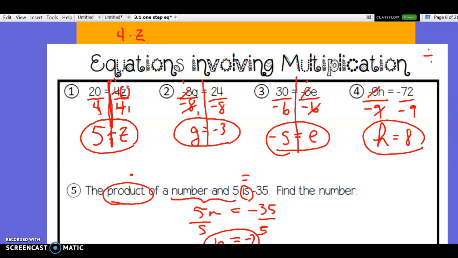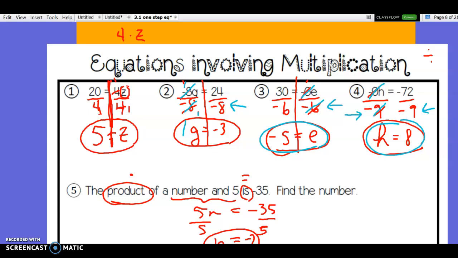All right, let's look at your work and see if you have the same as me. On problem number 2, you should have showed me that you divided both sides by negative 8. You should have shown me that negative 8 over negative 8 just equals 1. And so I don't need to write 1g. I could just write g, and I have g equals negative 3. Number 3, you should have shown me you divided both sides by negative 6. Showed me these canceled, and you should have e equals negative 5. On number 4, you should have shown me that you divided by negative 9 on both sides. Showed me that these cancel, and you get h equals 8.